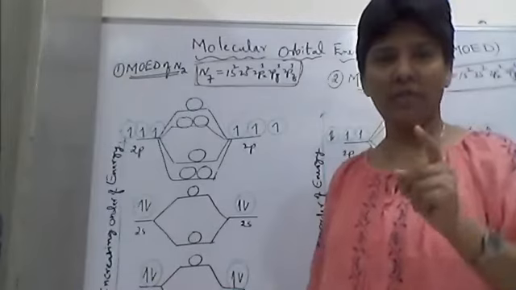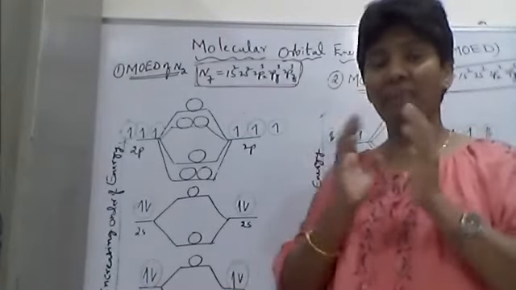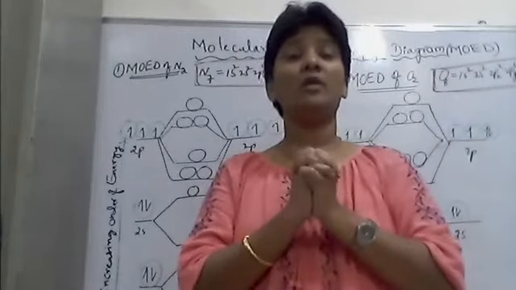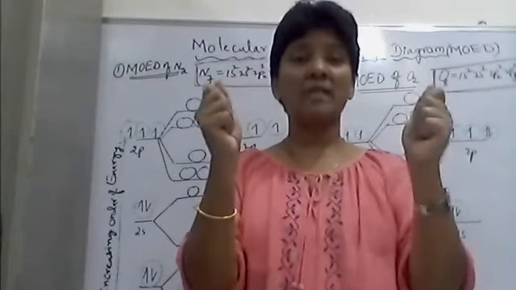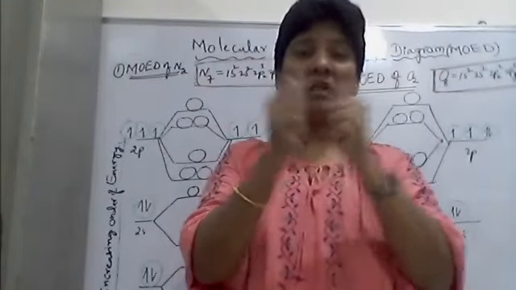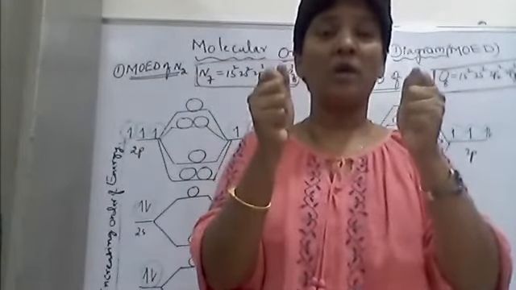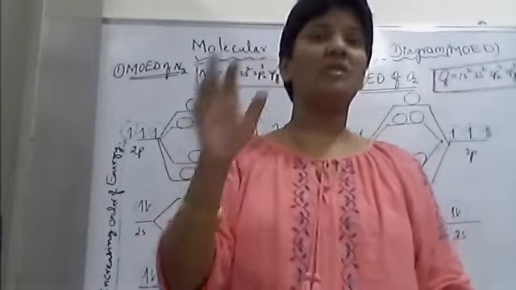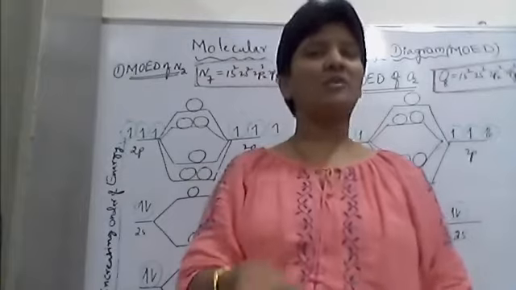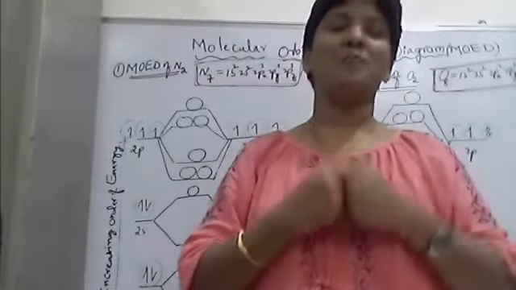So what is happening here? The main change is what? According to molecular orbital theory, when two atoms are combining to form a covalent bond, all the orbitals, along with the valence orbitals, the inner orbitals also, the core electrons also, participate in the bond.